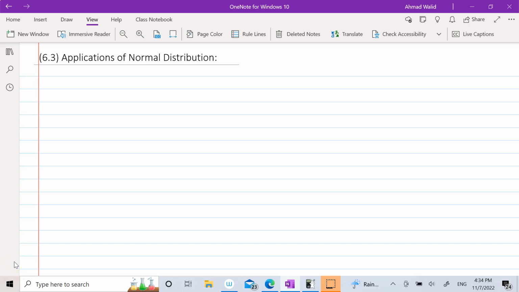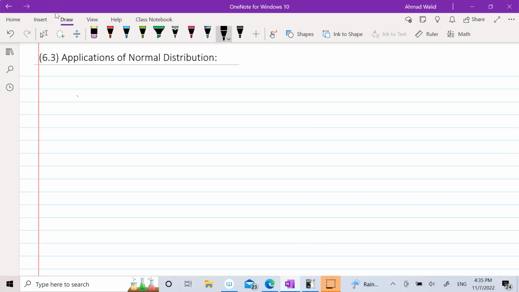Hello all, let's start our section 6.3. 6.3 is applications of normal distribution. Again, I did one or two small examples, type of applications of normal distribution in 6.2, but here I will cover more different types of applications that we can do. Application means word problems for normal distribution.